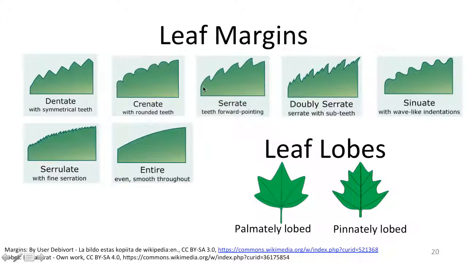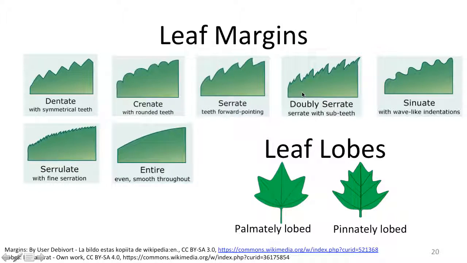Serrate refers to teeth that are forward pointing. So we said that dentate had symmetrical teeth. Here you can see that the teeth are not symmetrical. If you draw a line down the middle, the left and right do not resemble one another. This leaf is singly serrate, or just normally serrate. There's just one set of tooth sizes.